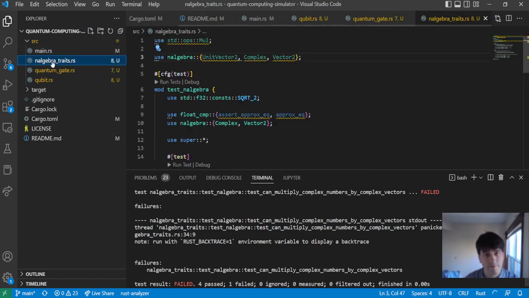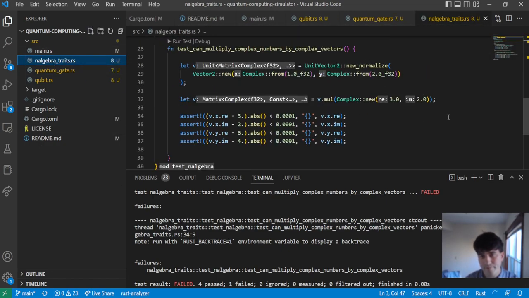We're getting 1.34. Well, that seems really wrong. We instantiate a complex number. Oh, because these are unit vectors. They get normalized. Sure. Fine.